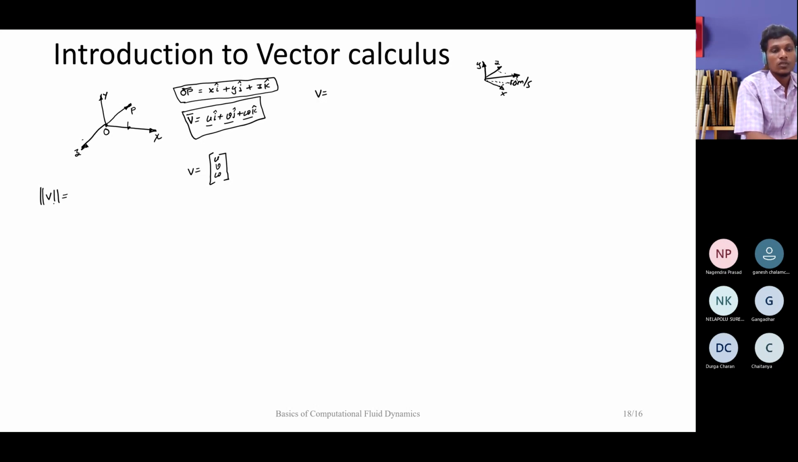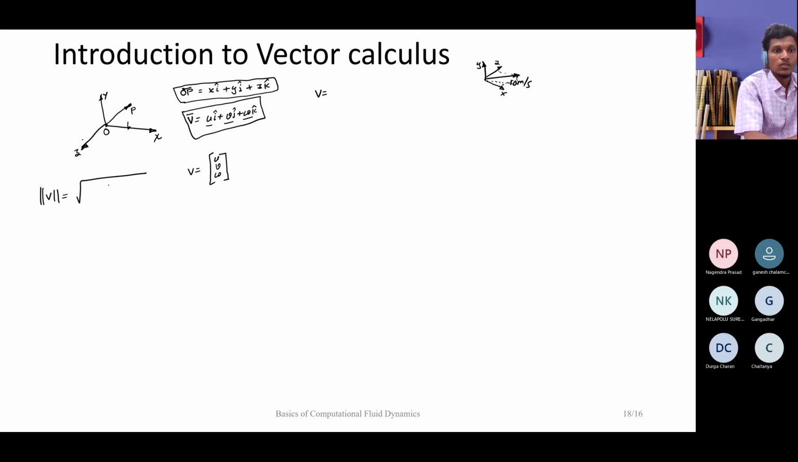This symbol represents the modulus of your velocity vector. How do you define the modulus of velocity vector? It is the magnitude of the vector irrespective of its direction. If you are representing a vector like this, v bar equals u i cap, v j cap, and w k cap, you are representing both its magnitude and direction.